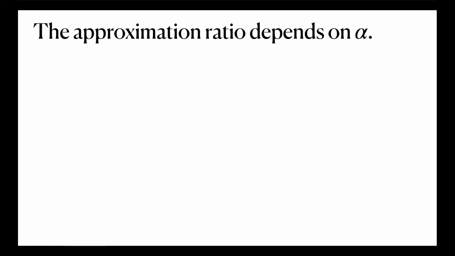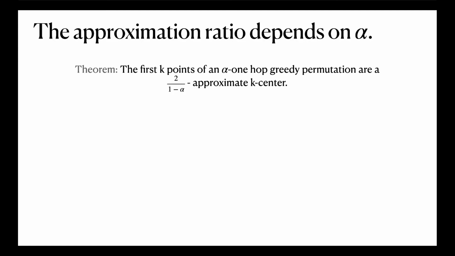Now, the approximation ratio we'll get is going to depend on some parameter alpha. And alpha really just tells us how much of a neighborhood to look for our next point in. So when I choose my greedy next point, I look in the neighborhood, which is just going to be a metric ball around that point. I shrink it by alpha times the current coverage radius. The main theorem is that if you just take the first K points of this alpha one-hop greedy permutation, you're going to get a 2 over 1 minus alpha approximate K-center. Okay, so you can just directly get approximate K-center.